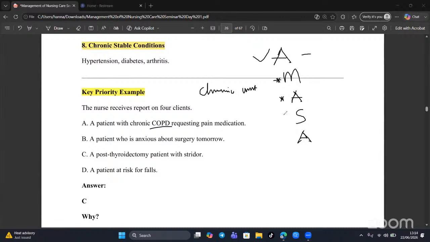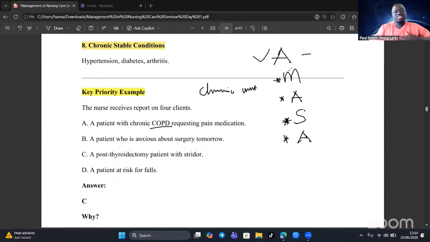Is the patient stable or unstable? Stable. Is the patient stable or unstable? Stable. Okay. Is this patient having an actual problem or potential problem? I did not see any at risk. So it's an actual problem. Yes. So, let's look at his problems.